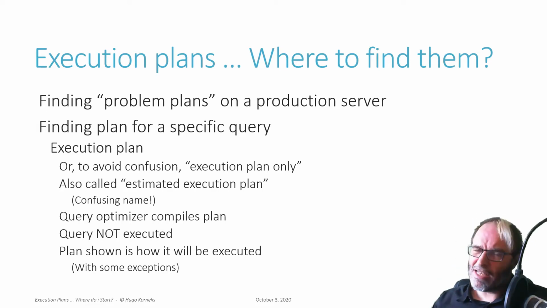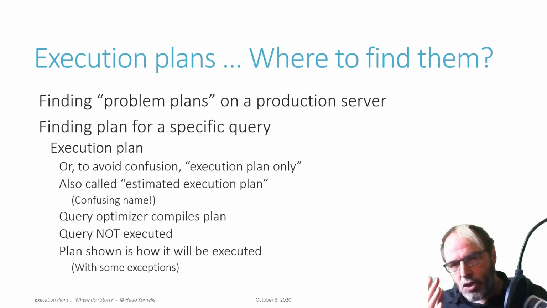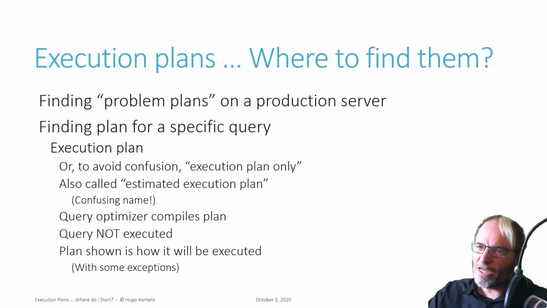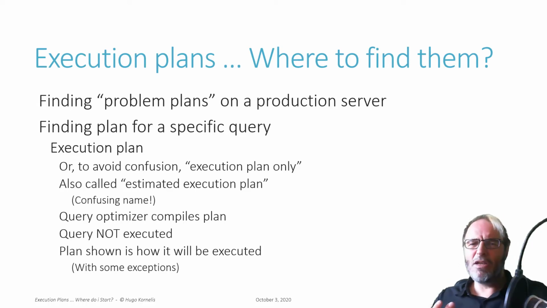And yes, the slide says with some exceptions, those have to do with recompiles. Sometimes during a process, especially in a batch with multiple statements, there may be a reason why a plan is recompiled, and then you get a new execution plan, which might be different. But that's not because of a difference between an execution plan only and an execution plan with runtime statistics, the next slide. It's because it's simply a new compilation.